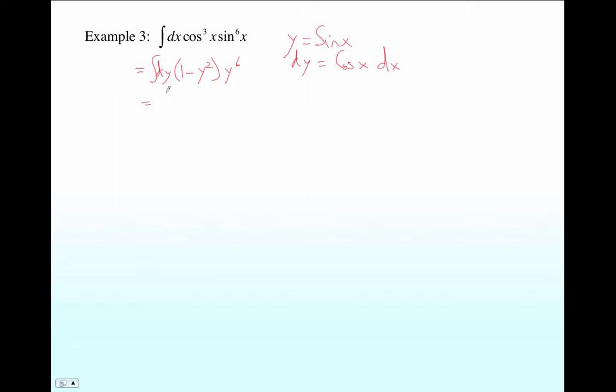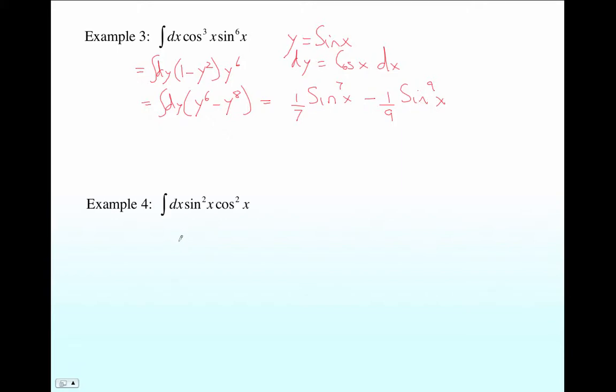And now we can simply write this out as y to the 6th minus y to the 8th. And when we integrate this, we get 1/7 of y to the power 7. But y is sine x, and so that's sine to the power 7x. And the second term will be 1/9 of sine to the power 9x.